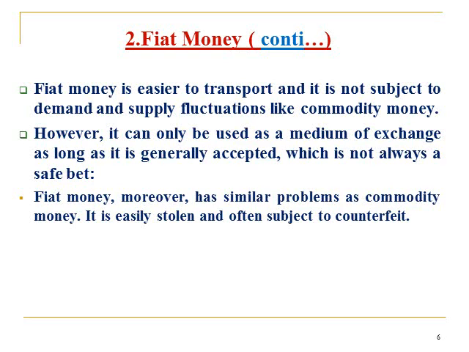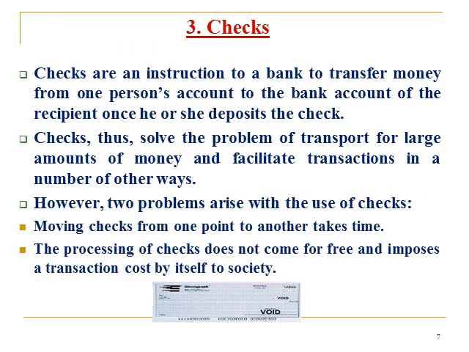Fiat money moreover has similar problems as commodity money. Like commodity money, it is easily stolen and often subject to counterfeit. Okay, counterfeit happens with fiat money. Now we move to slide 7. Number 3, or the third form of money evolution, is checks.